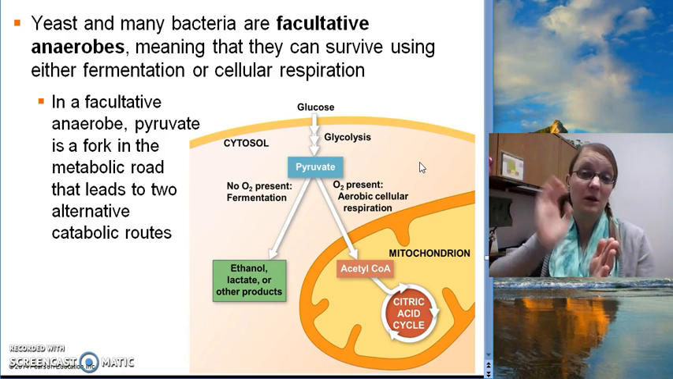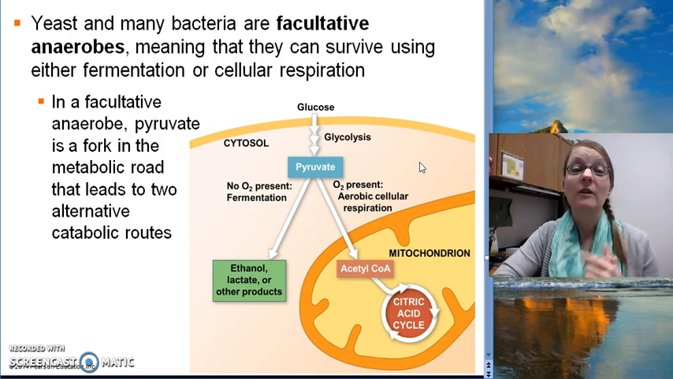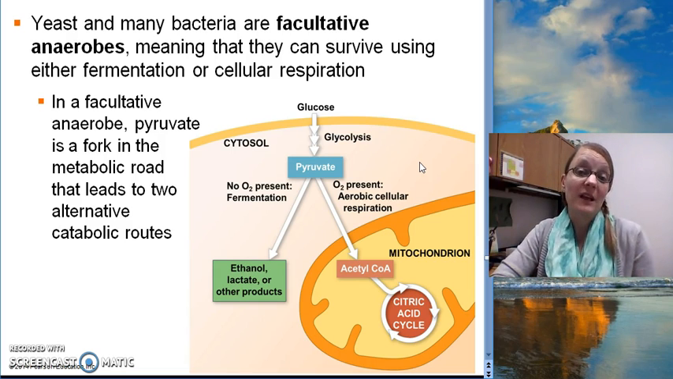Oxygen is present, it goes to the mitochondria. Oxygen is not present, and it's used as part of fermentation. It's a nice little backup mechanism or insurance mechanism for those cells. They're a little bit more flexible in terms of whether they can live under oxygenated or not oxygenated conditions.